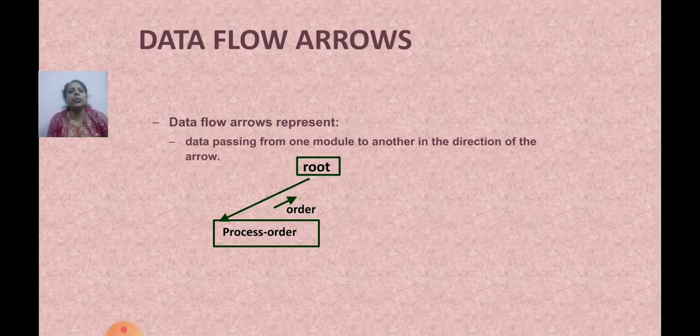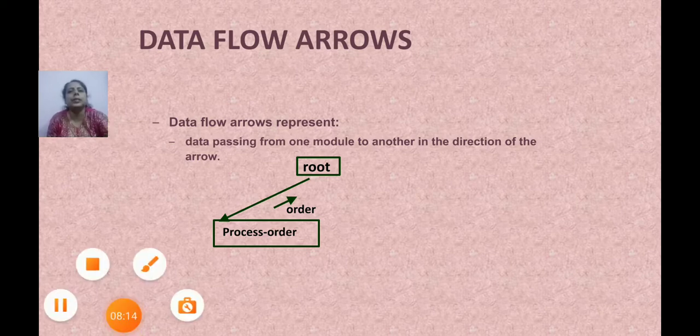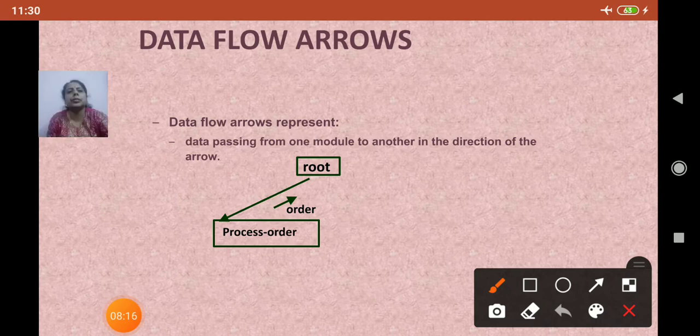Then the data flow arrow. A data flow arrow represents data passing from one module to another module in the direction of the arrow. This means when data passes from one module to another module, it is represented through an arrow with the data name. Here in this case, the order is the data passed from process order to the root. This is the data flow arrow with the data name.